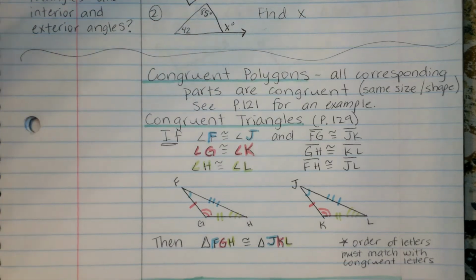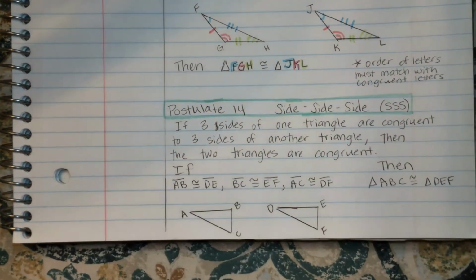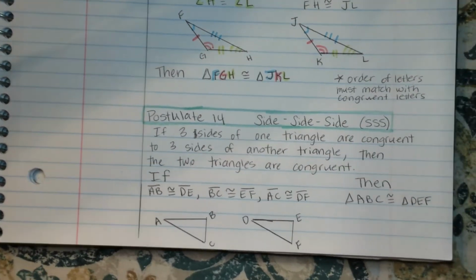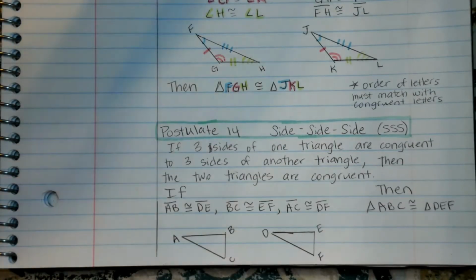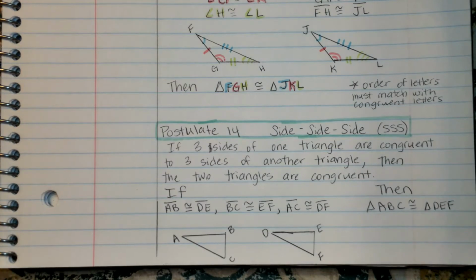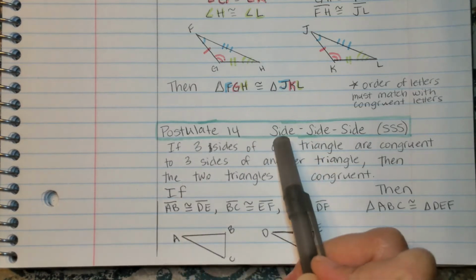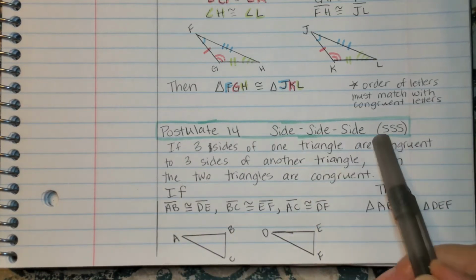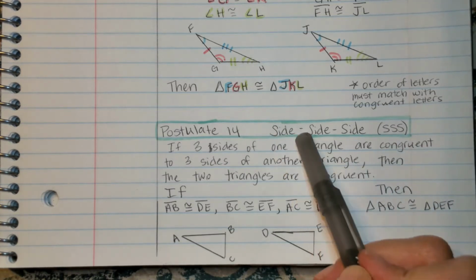Okay, so here is the next postulate. Again, pause if you need to. Okay, that's pretty good. So by the end of this chapter, we're going to have a lot of theorems, and some are postulates. So today we're going to go over 2. So postulate 14 is our side, side, side. So that's what SSS from the very beginning in the essential question stands for, side, side, side.